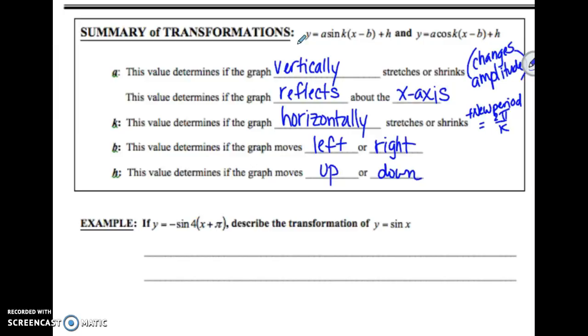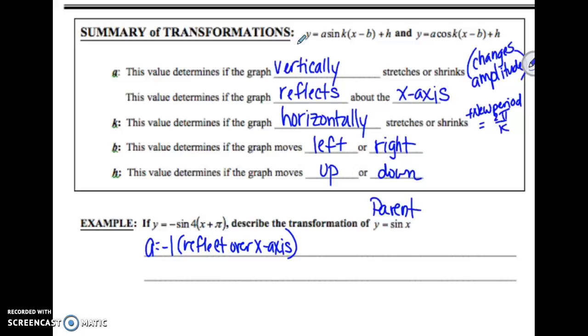For our last example here, we're supposed to describe the transformation if our parent graph here is y equals sine of x. What does it mean if we have y equals negative sine of 4 times x plus pi? Okay, so first of all, let's just kind of look at everything that we have. We have an a value of -1. Now, the fact that it is -1 means that our amplitude is going to remain 1. So our y values are going to stay at +1 and -1. But the negative means that we are going to be reflecting over the x-axis.